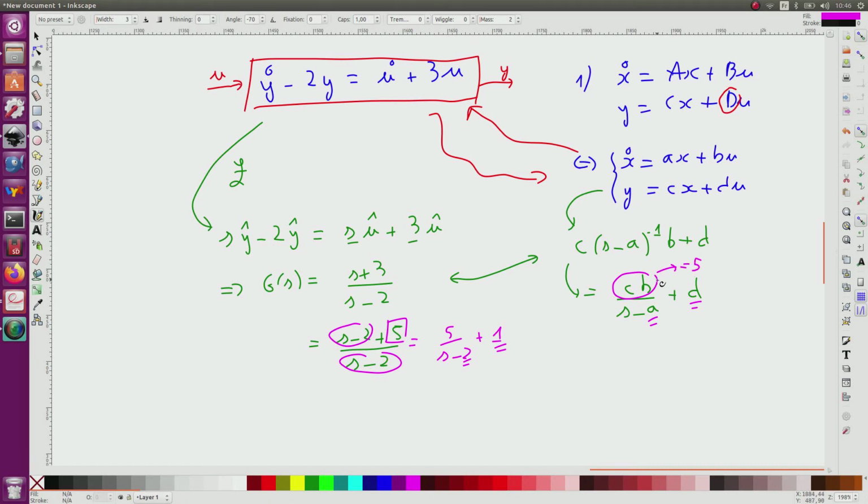There are different possibilities to identify this, and in practice, if I have one differential equation, I may have several state representations, and it is what we see here. So I have to take one of them. A possibility is to take, for instance, a equal to 2, b equal to 5, c equal to 1 and d equal to 1.